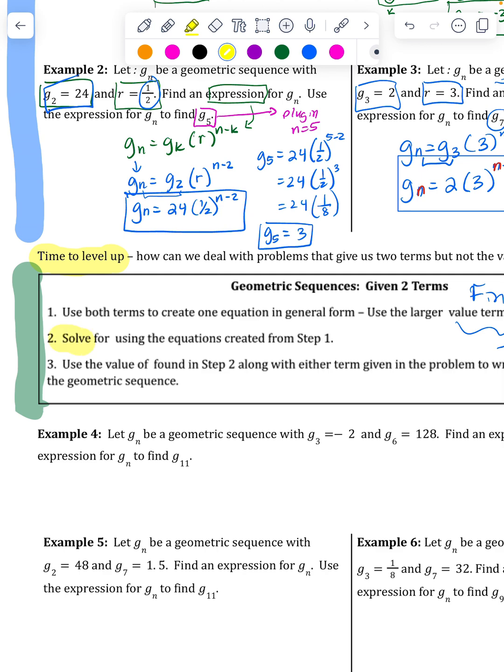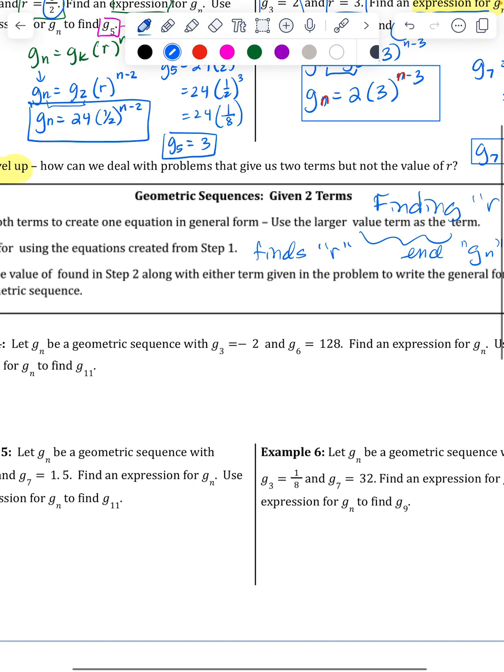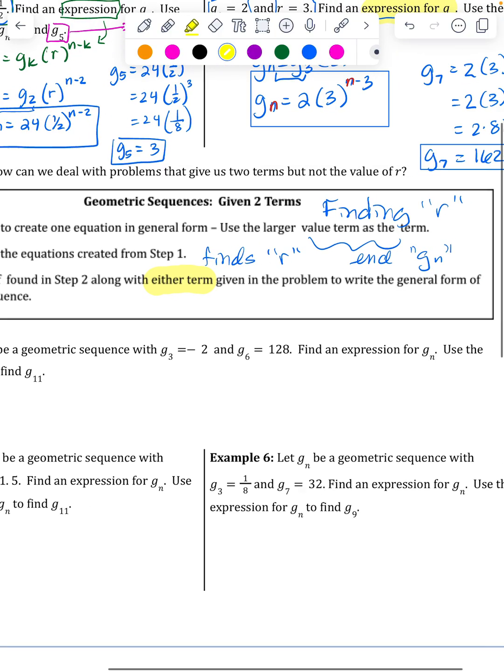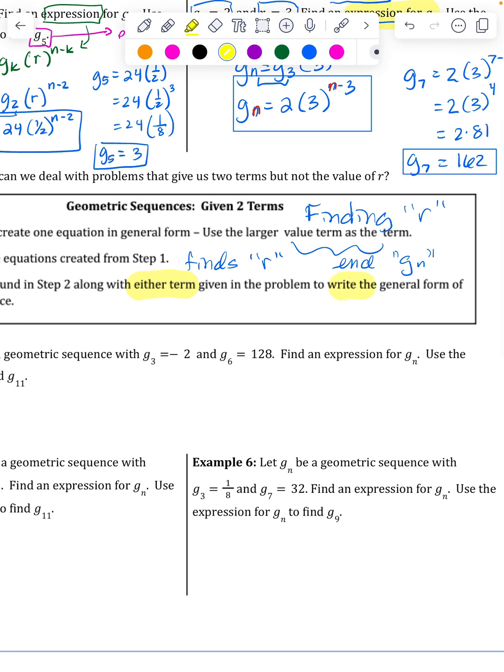So you're going to use the equation that you created, and that is going to help you find R. So now you know the common ratio, and using that value along with either term, that's a key thing to know, it doesn't really matter which one you choose because you're finding an R value that works for the entire thing. So it doesn't matter which term you choose to use as your starting. Then you can write a general form equation.